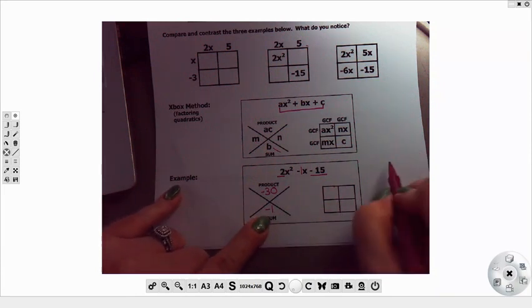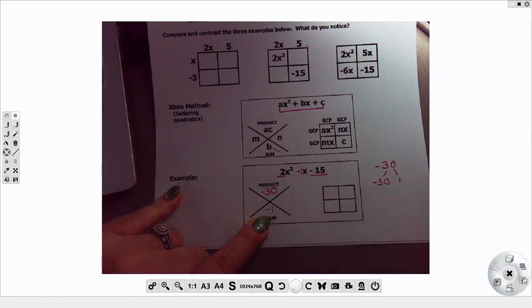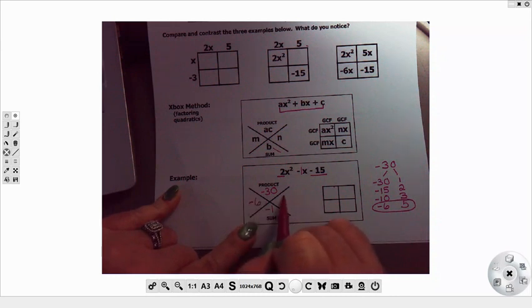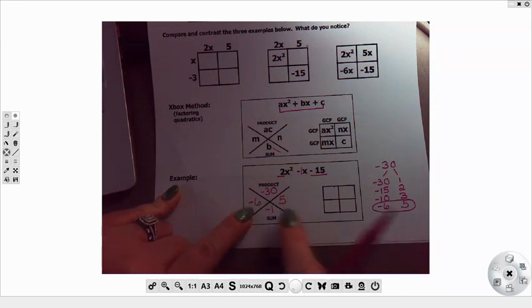So if I think about negative 30, I could do negative 30 and 1. I could do negative 15 and 2. I could do negative 10 and 3. Nothing for 4, or I could do negative 6 and 5. So of these factors, which ones could I add up and get an answer of negative 1? Well, it would only be our negative 6 and 5. So I'm going to put those two on either side. Okay, those are going to help us fill in our box.